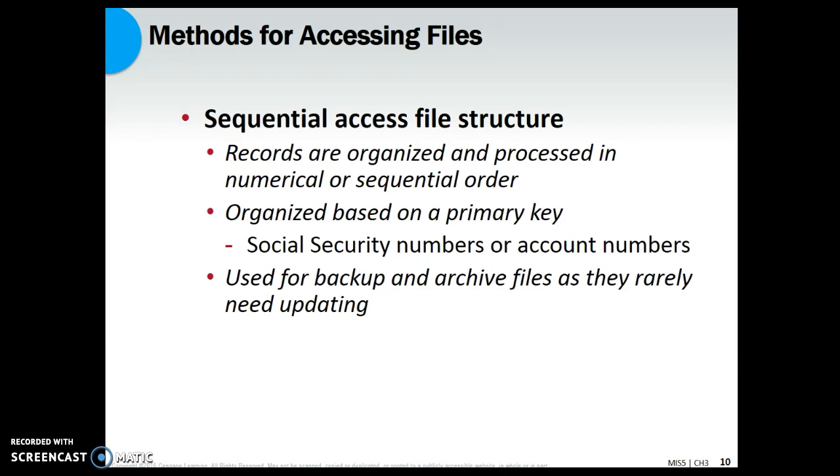So, methods for accessing files. Usually there's what is called a sequential access file structure. Records are organized in a certain or sequential order so that you can actually do a query or a search to find things. There are also what are called primary keys. In the college here we use the primary key, which is the student ID, and that's really what you use for a lot of lookups.